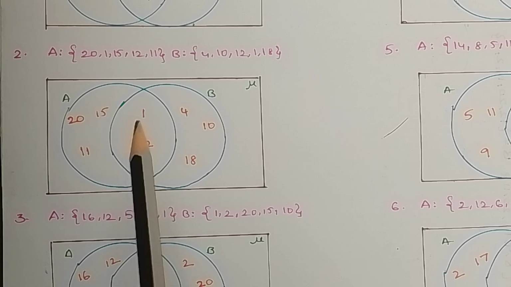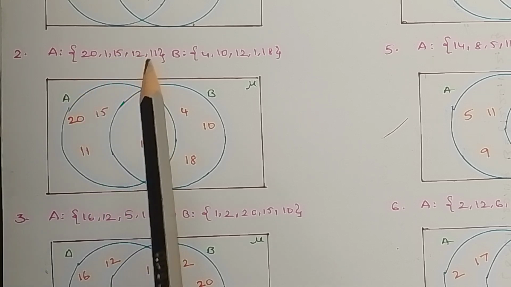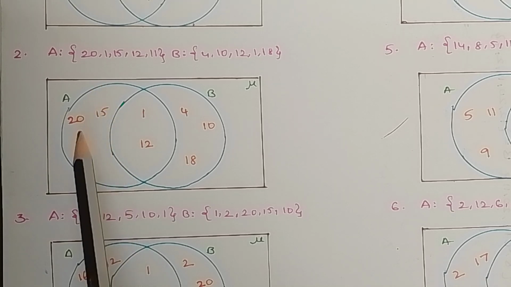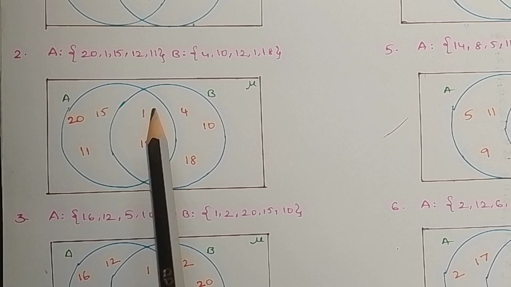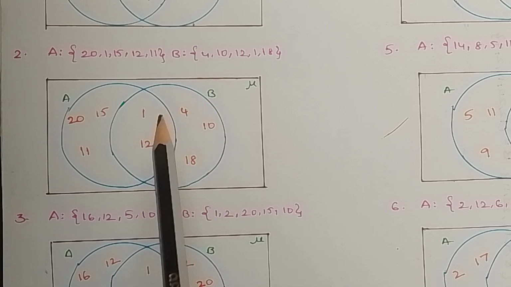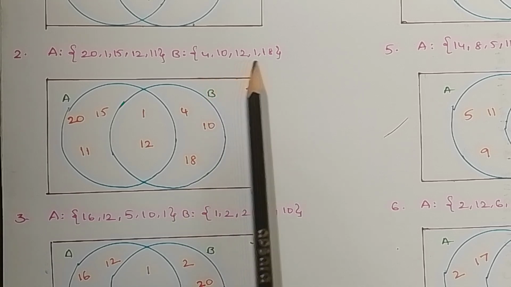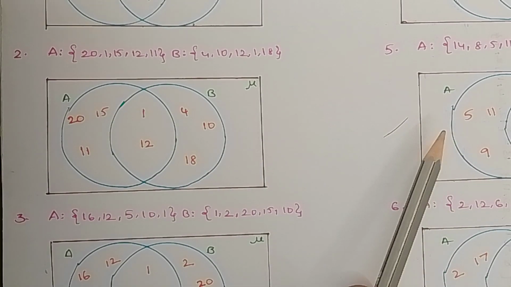Okay. What are the elements left out other than these two in set A? 20, 15, 11. These three elements we write in this region. This is called the only A region, A part. What are the elements left out in set B other than 1 and 12? 4, 10, 18. That we write in this region. Okay, I hope you understand this sum.